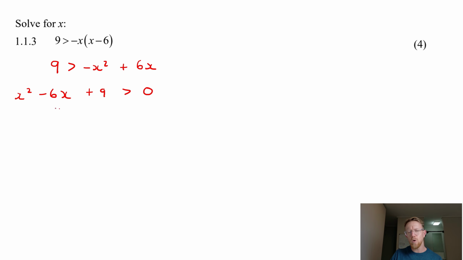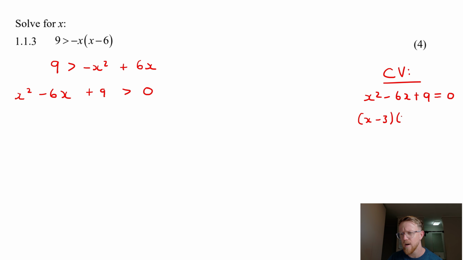Now, when you have an inequality like this, and you've got everything on the one side, and you've got a 0 on the other side, this is where you need to go get your critical values. The way that you get your critical values is that you make the equation equal to 0, and then you go solve. You can solve using the quadratic formula, you could solve factorizing. This one will factorize quite nicely as (x - 3)(x - 3). And so if you had to solve this, you would end up with x equals 3.